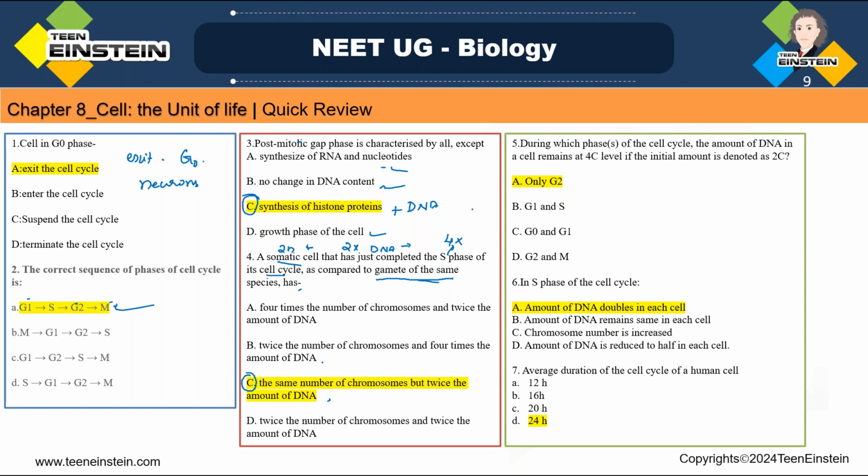During which stage? Option A, only G2. Option B, G1 and S. Option C, G0 and G1. Option D, G2 and M.